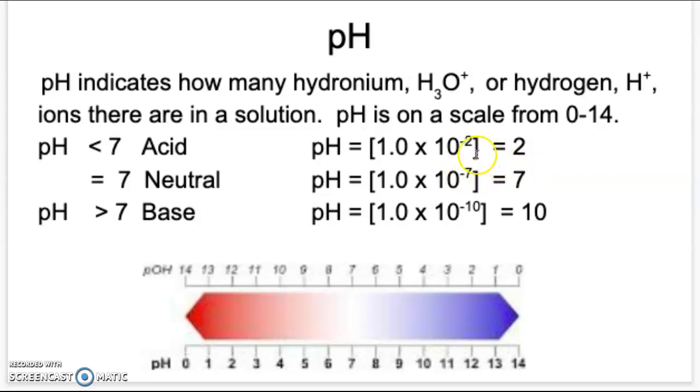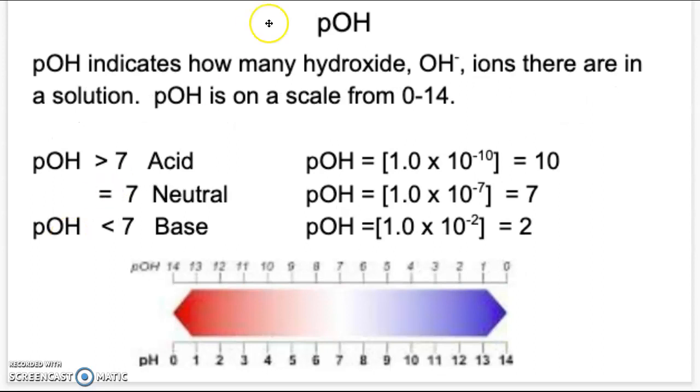Do you see the trend, the correlation? Okay, when the pH is 10, the hydrogen ion concentration is times 10 to the negative 10. On the flip side, the pOH. pOH indicates how many hydroxide ions there are in the solution. pOH is on the same scale. It's kind of the exact opposite of the pH.